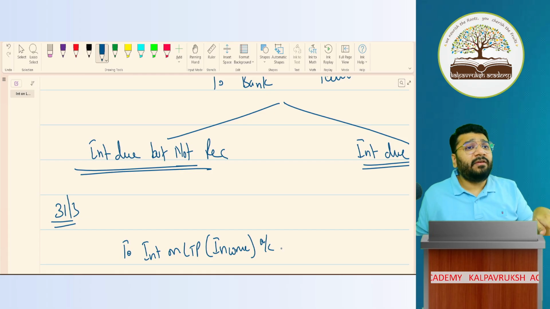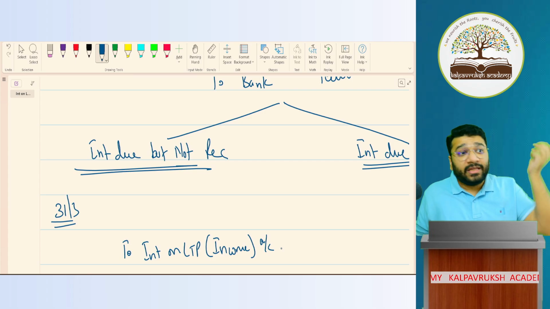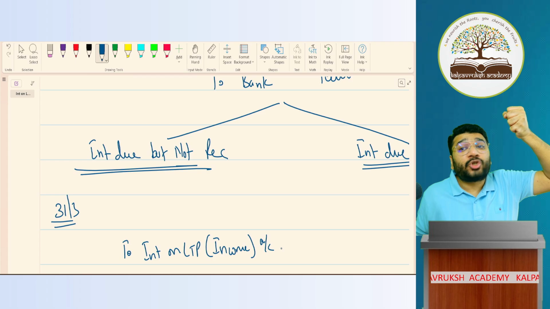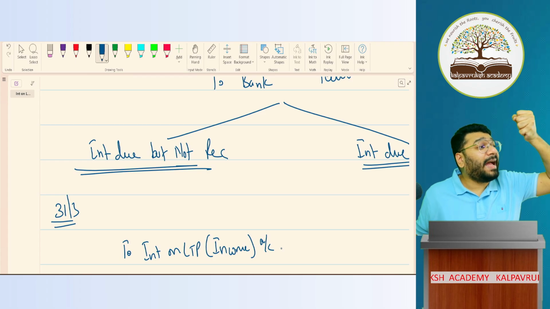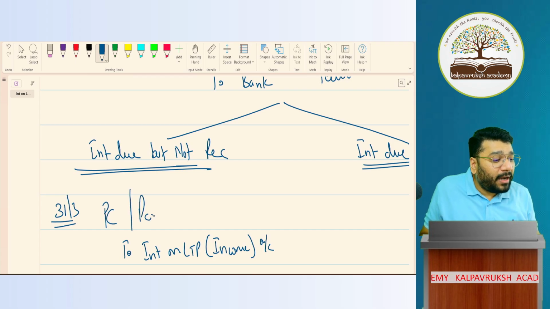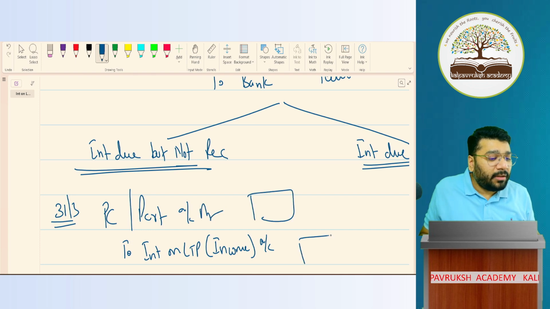This is the money which we haven't received. When will I receive? In future. Until I receive the money in future, I will catch hold of the capital account. So partner's capital or partner's current account debit, for whatever is the interest amount.